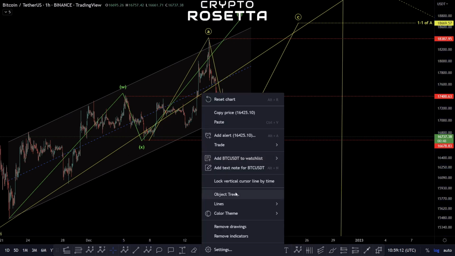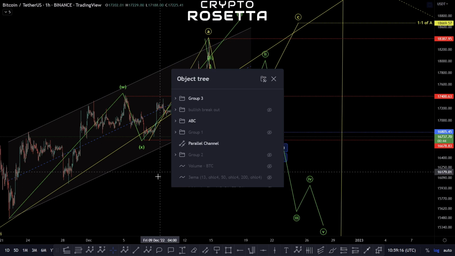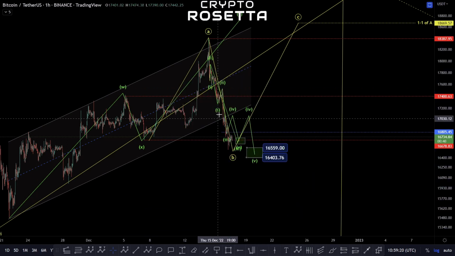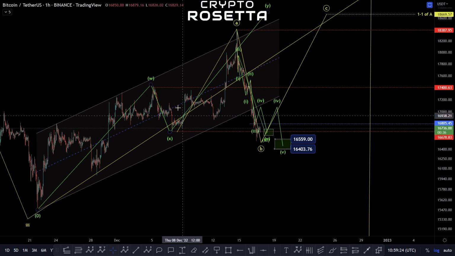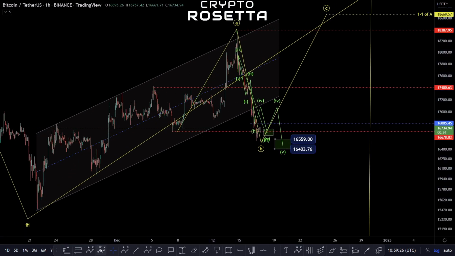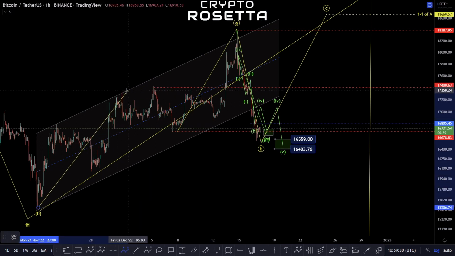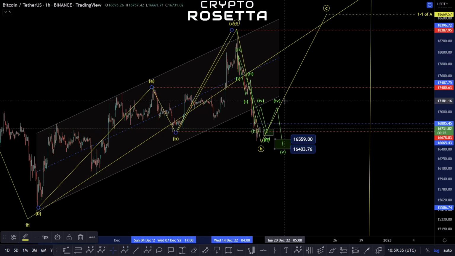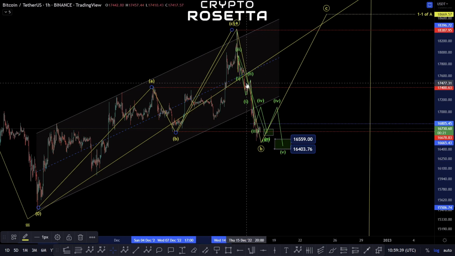And if I just switch over here, turn on this, and effectively if I just remove some of this noise here, we had these 5-wave moves plotted on here, and what we're looking at is the fact that instead of having this as a WXY, what we could be having is this as a completed move into these highs here, A, a B, and a C up into there. So that would be a completed correction at this point.